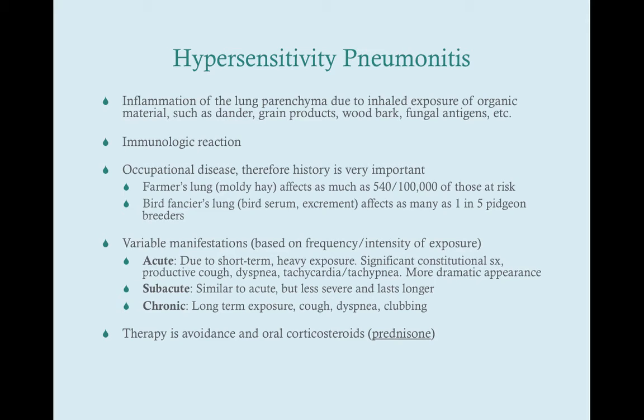So there are different occupational predilections for hypersensitivity pneumonitis. Some of the most common that come up on the USMLE are farmer's lung, which is exposure to moldy hay, and it affects as many as 540 out of 100,000 of those at risk. Primarily, these are people who work with hay, namely farmers.